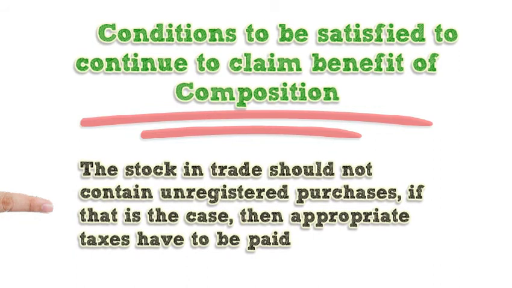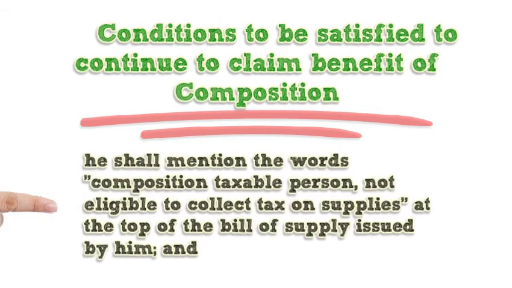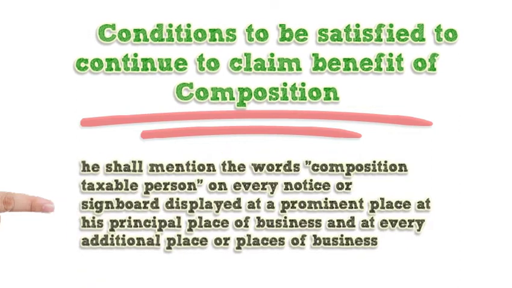The stock in trade should not contain unregistered purchases. If that is the case, then appropriate taxes have to be paid. He shall mention the words "composition taxable person, not eligible to collect tax on supplies" at the top of the bill of supply issued by him, and he shall mention the words "composition taxable person" on every notice or signboard displayed at a prominent place at his principal place of business and at every additional place or places of business.